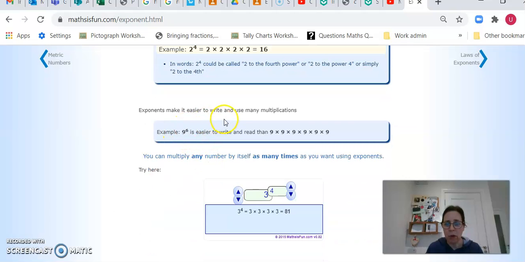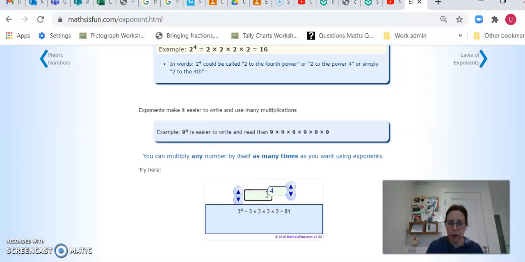Exponents make it easier to write and use many multiplications. You can see here, it gives the example of the base 9 to the power. Much easier to write and read than 9 by 9 by 9 by 9 by 9 by 9. Like we always say, so that we don't have to do all of this. And you can try that in here.